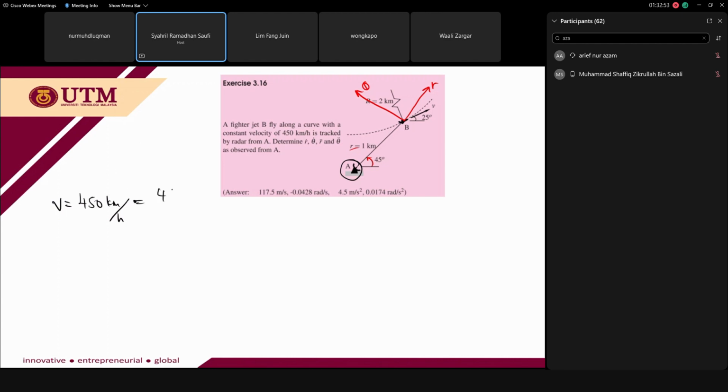So for 550 kilometer per hour, per hour is 3,600 seconds, and kilometer is 1,000 meters. To change it, 550 times 1,000 over 3,600, then you get your velocity in meter per second.